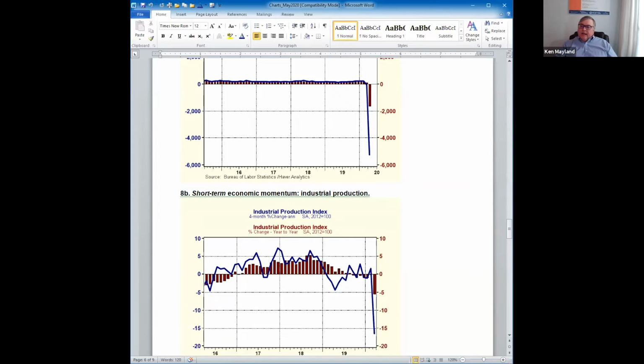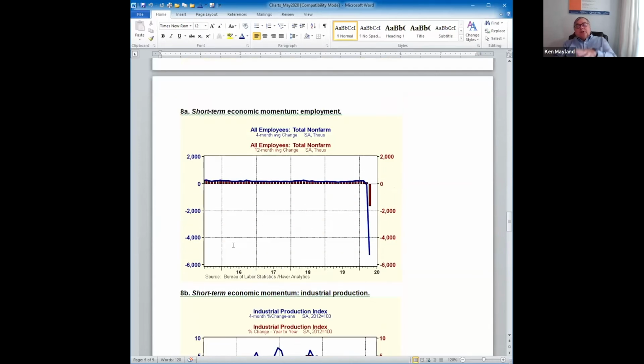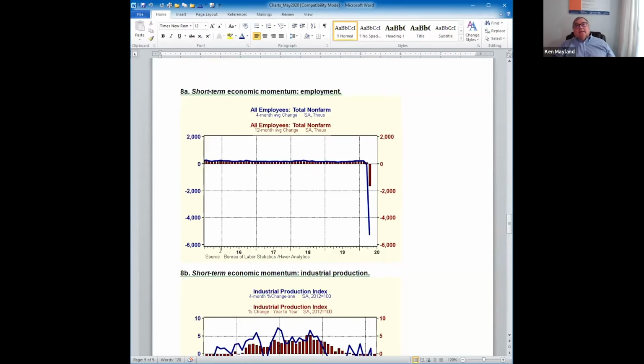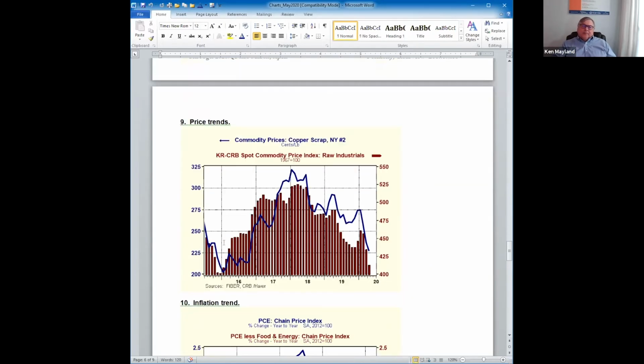If the 4-month change drops below the 12-month change, that's a bad thing, or an indication that there's some deceleration in the industrial side of the economy. So we're looking at short-term momentum versus long-term momentum, to give us some insights into which way the trends are likely to go in the future.